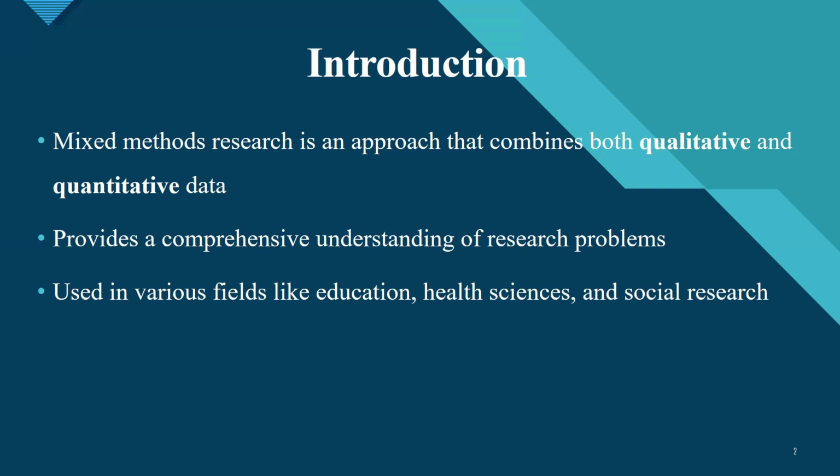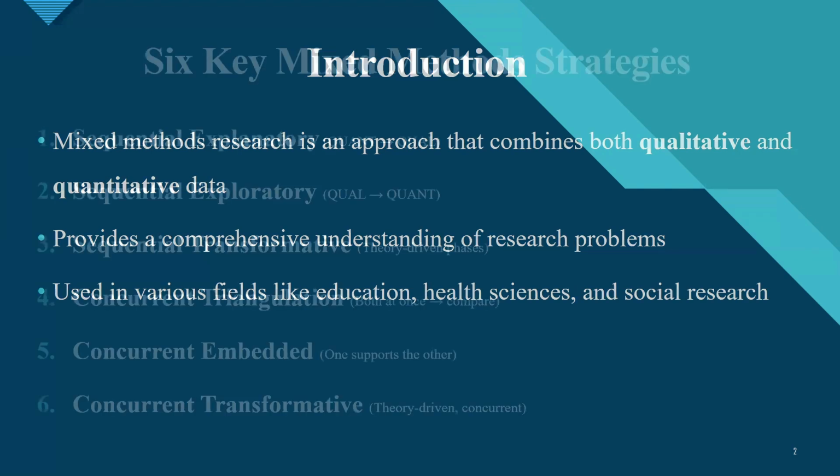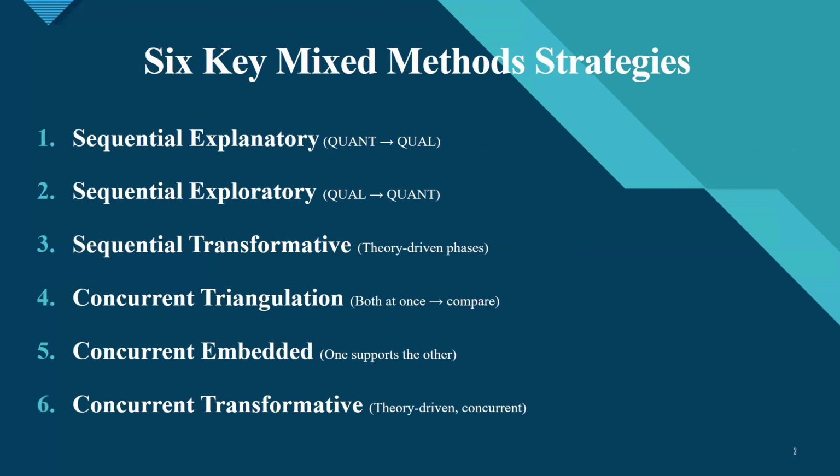Leading scholars like Creswell and Plano Clark have identified various ways to classify and apply mixed methods research. Initially, there were multiple classification systems from different fields like public health, education, and social sciences. However, these were later streamlined into six key strategies that researchers use today. Let's briefly discuss these six approaches.